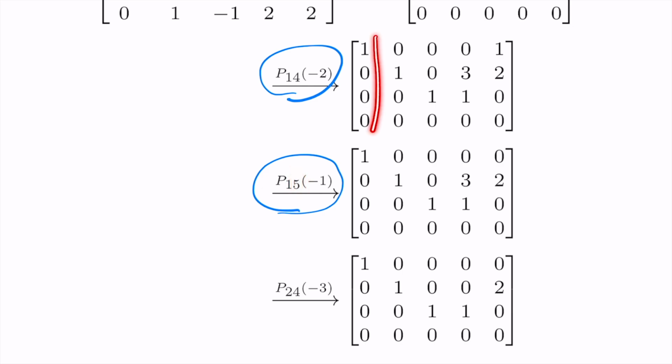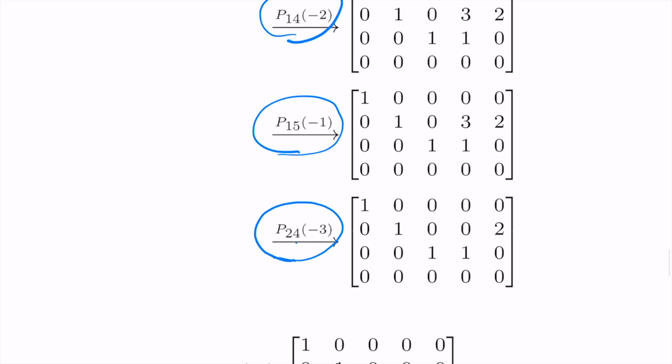So the first column multiplied by -1, we get -1 here, and add that to the fifth column. So -1 plus 1 is 0, and everything else here are 0, so this part is unchanged. And next, we apply this matrix, P24 of -3. That is, we multiply the second column by -3 and add that to the fourth column.